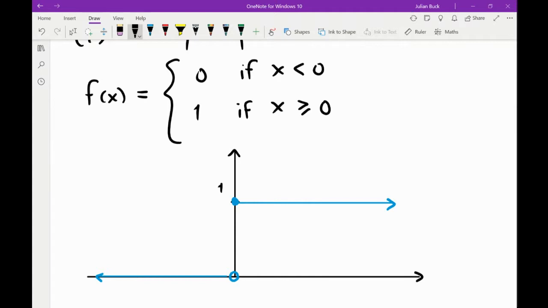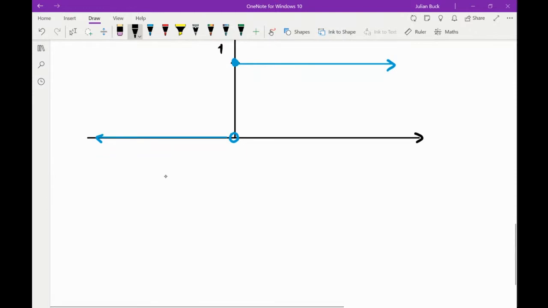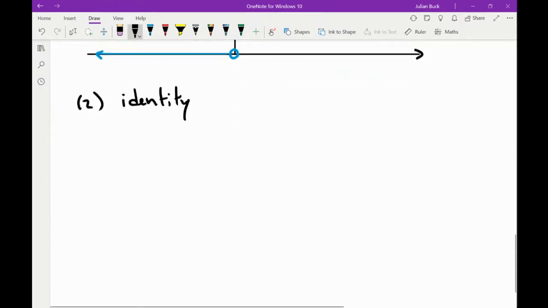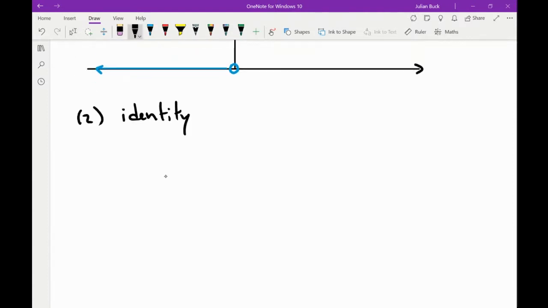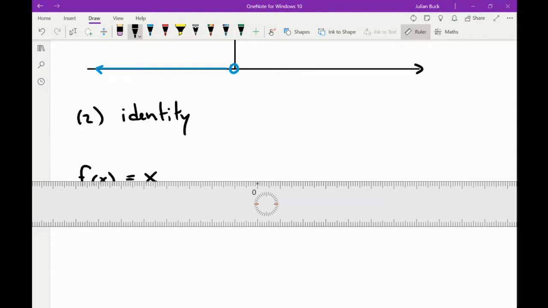All right, a second possibility is that given a net input, a signal, we simply output the signal, whatever it is. And this can be accomplished using what's called the identity function. The identity function is simply f(x) = x. Whatever the input is, that's also the output.